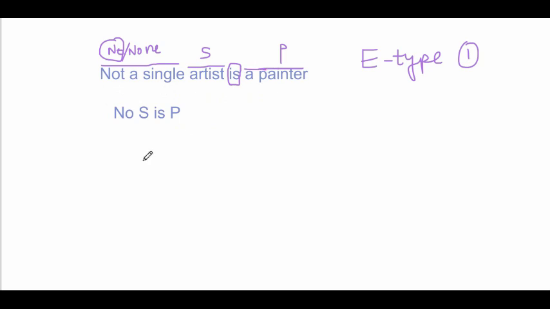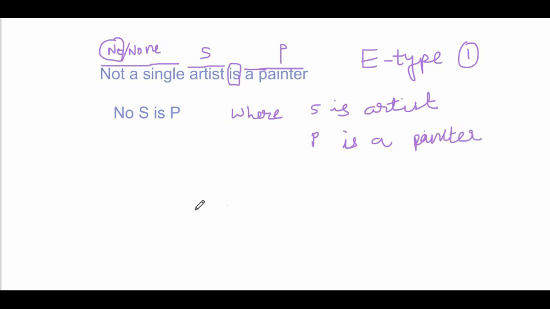So a painter is the predicate. No S is P, where we have to write also where S is an artist and P is a painter. So this is what we have solved the second question also. This is the answer for the second question.